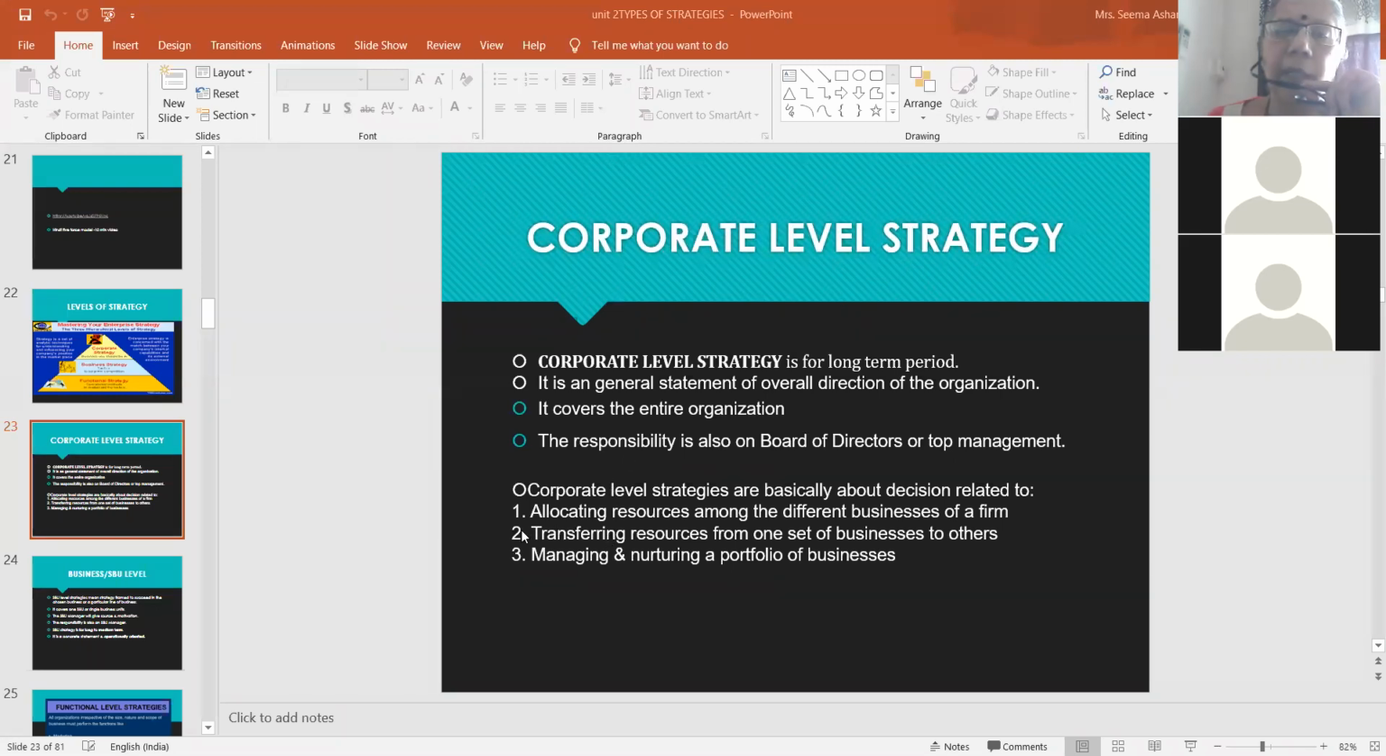Some examples are allocating resources to different businesses, transferring resources from one business to another. You know, for example, if a company is having, suppose, 5 SBUs, तो कितना फाइनेंस कौन से एसबीयू को जाना चाहिए, कितने लोग एसबीयू में काम करने चाहिए. You know, all these resources are decided. What kind of technology has to be used? All this is decided at the top level, and this comprises the corporate level strategy.